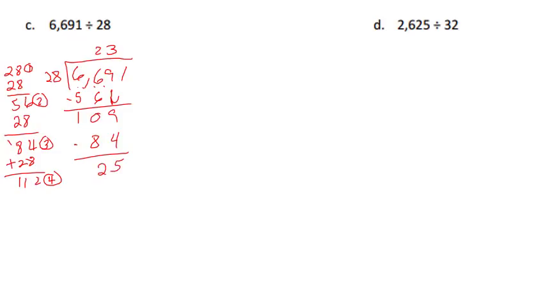Bring down our last digit, our 1. Now, I can see the fourth multiple was 112. If I go another 112, that's going to be 224, and that would be my 8th multiple because I doubled it. So I'm going to put my 8th multiple, and I know that's 224.